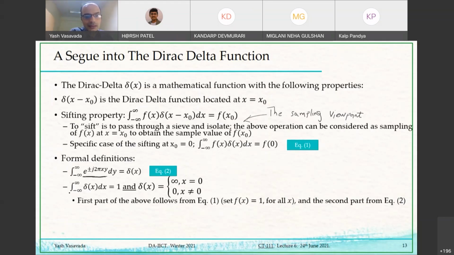Now, if you integrate delta of x from x equal to minus infinity to infinity, you get 1, which you can actually observe from this equation 1. If I make f of x equal to 1 for all values of x, I get this equation. But the output should become f of 0, but f of 0 is 1, because that is how I defined f of x.